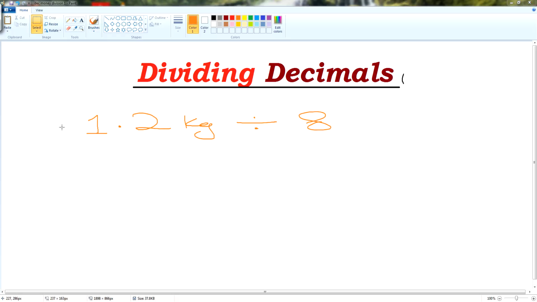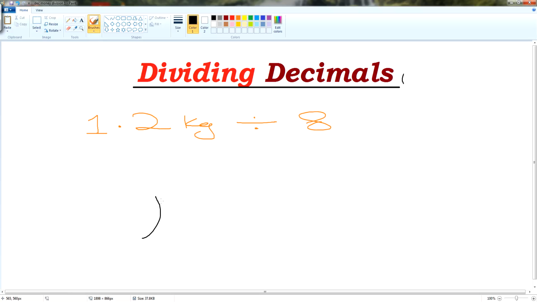So in this second example here, we have 1.2 kilograms and we're dividing it by 8. That was the question in the SAT paper we've done today. It was a 1.2 kilogram cake divided into 8 slices. What is the weight of each slice? Let's do it together as a class and see how we did that earlier.